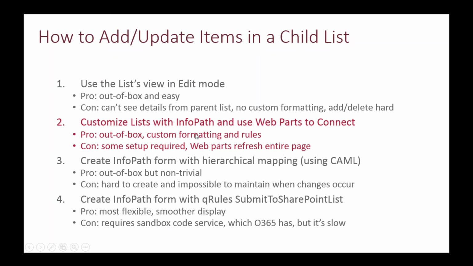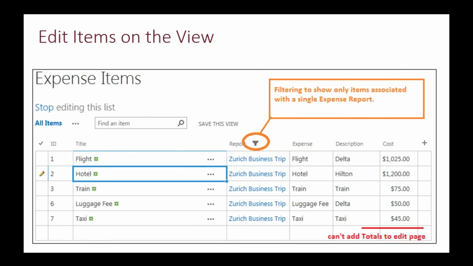The other technique is to use CAML, and this is a little bit tricky. I don't recommend this, but you can do it with CAML, which stands for Collaborative Application Markup Language. This is a SharePoint language used to update lists. It's a bit old, and it's very hard to maintain, so let's take a look.